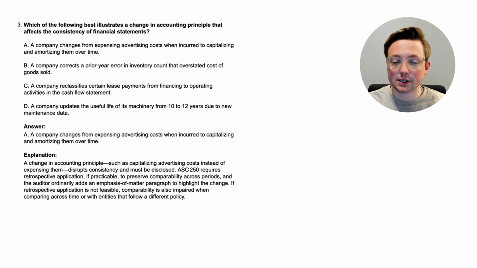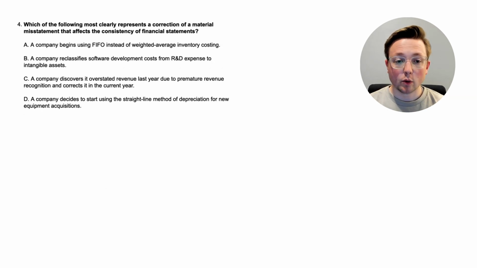Now with that, let's go to the next question. All right, here we are at question 4. Which of the following most clearly represents a correction of a material misstatement that affects the consistency of financial statements? Okay, let's go through the options.